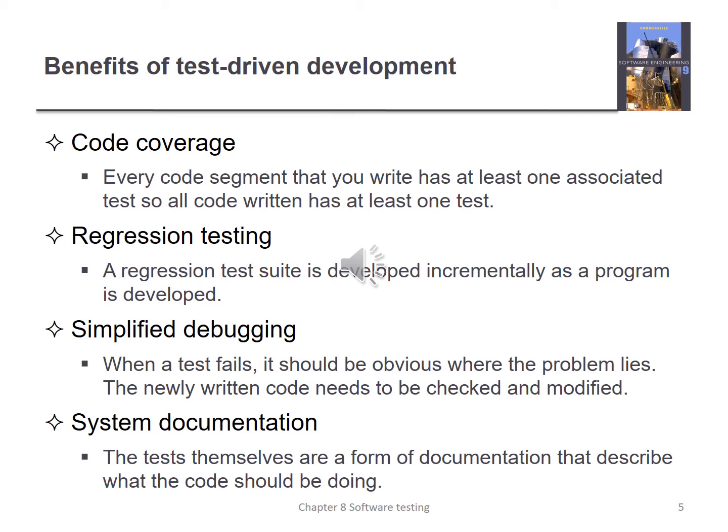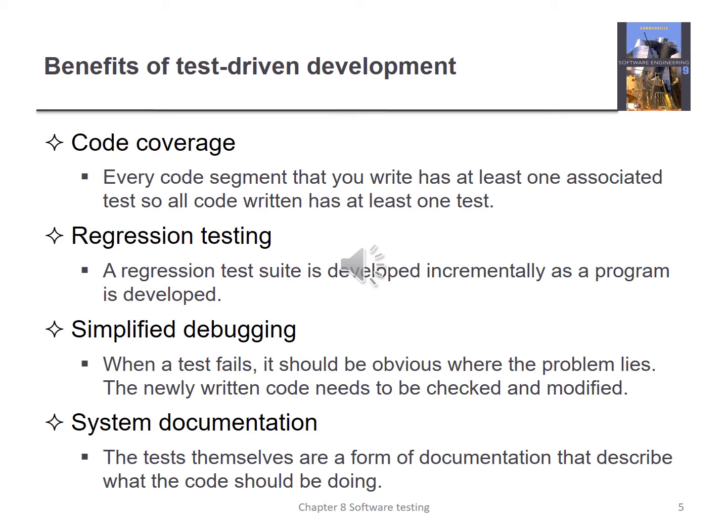Regression testing means that a regression test suite is developed incrementally as a program is developed. You repeat the test again and again for every increment we have. For increment 1, we do the test. We go to increment 2, we do the test for increments 1 and 2. You go to 3, then you do 1, 2, 3, and so on.